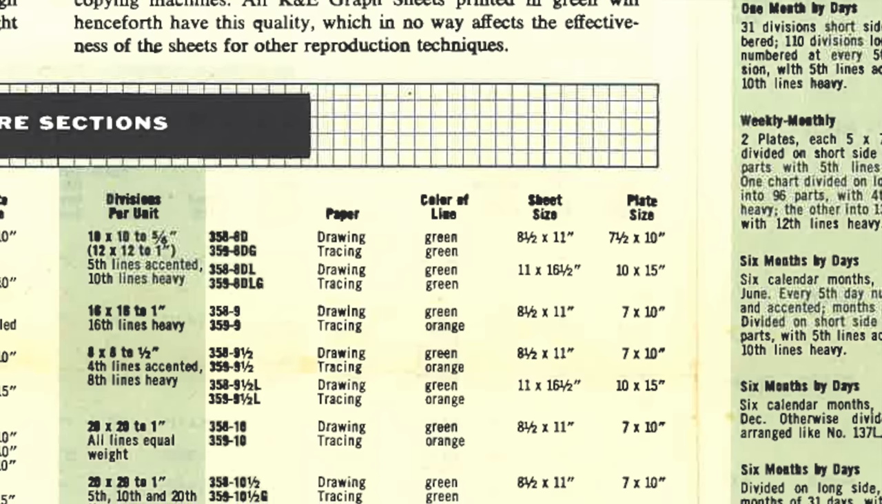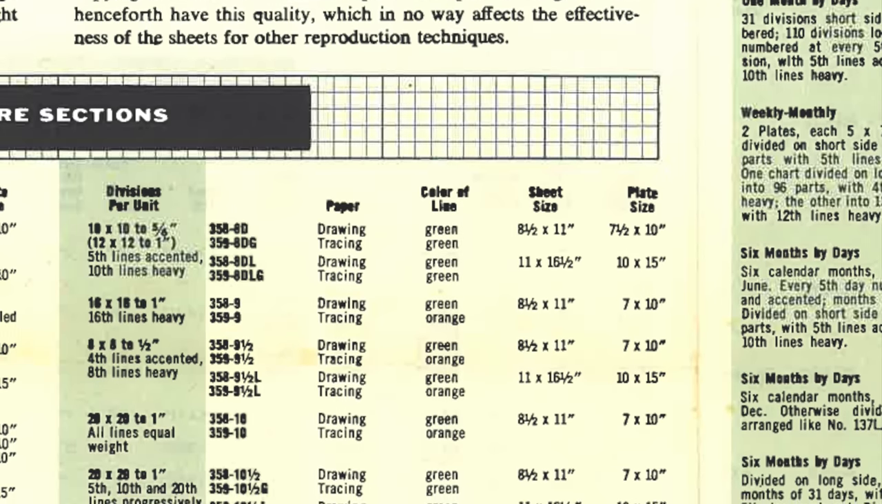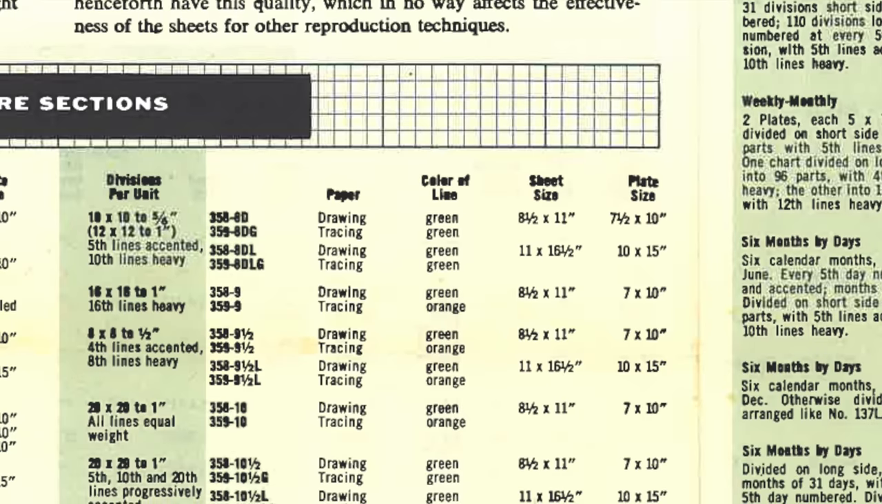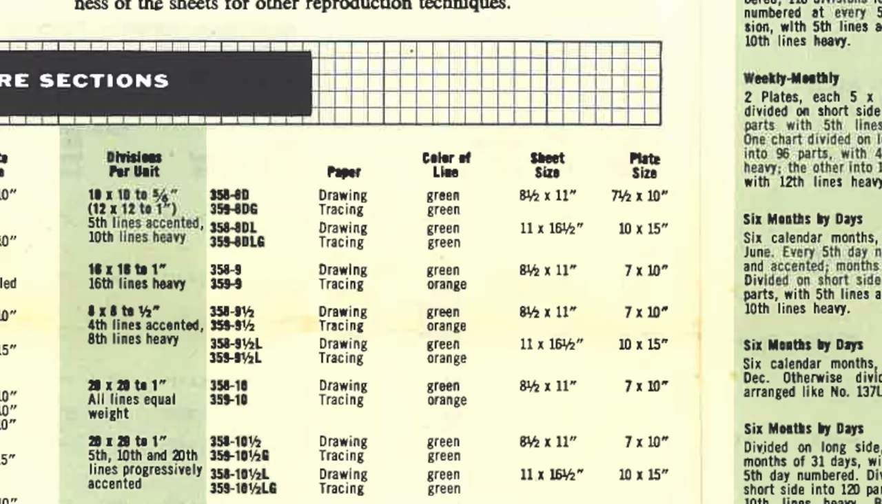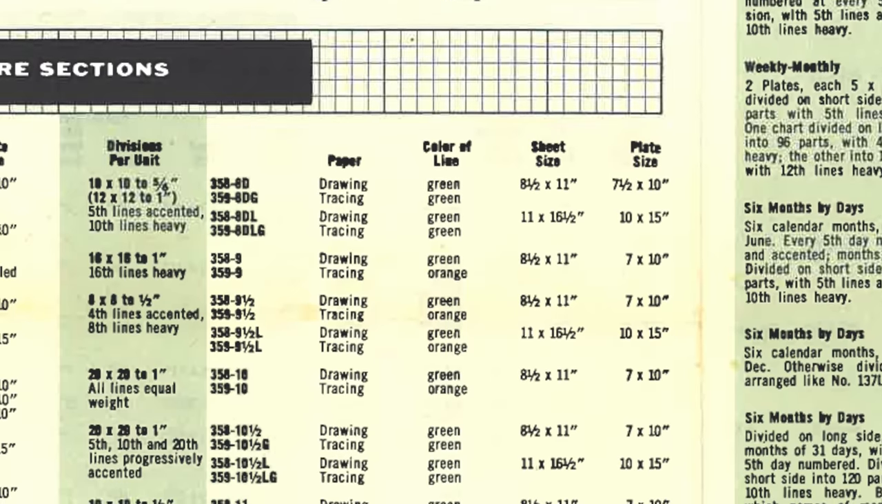Then you get to choose the ink color. Here's a fun fact, it was almost never blue. Green and orange were the most common. Blue was only available for a few types, and very rarely you could also get them in black.